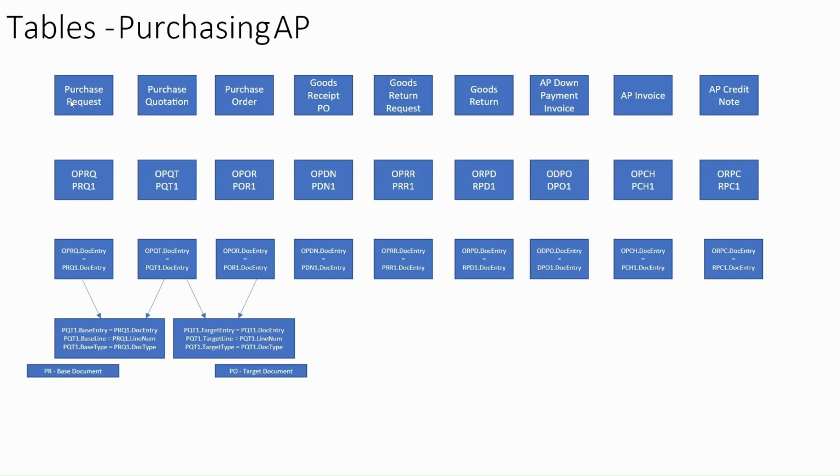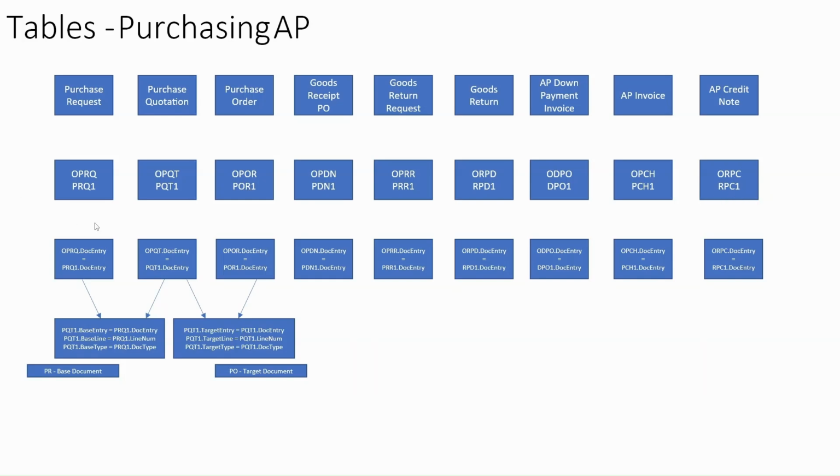For example, purchase request: OPRQ and PRQ1. These two main tables hold the purchase request transaction. OPRQ is a header table and PRQ1 is a child table. Similarly, purchase quotation: OPQT and PQT1. OPQT is a header and PQT1 is a child table. So in each transaction there is a header table and multiple child tables. In case of purchase order, OPOR is a header table and POR1 is a child table.